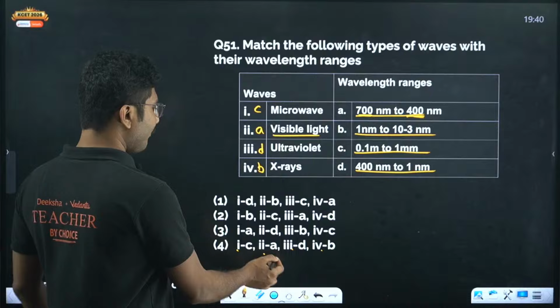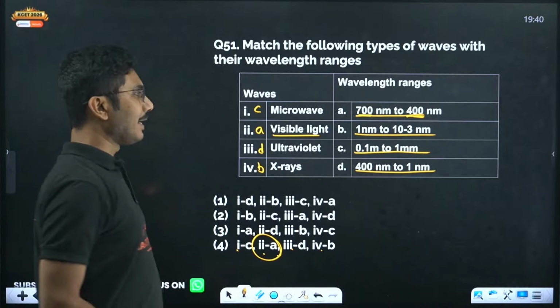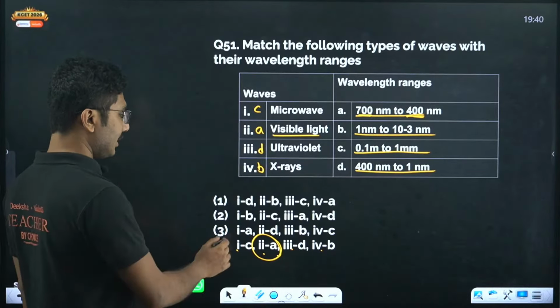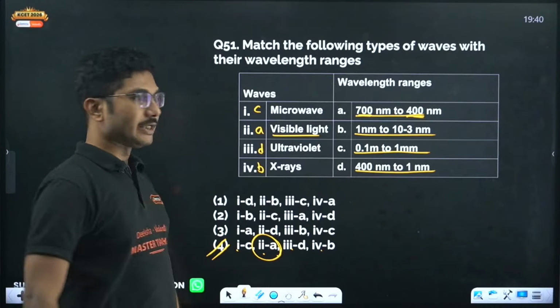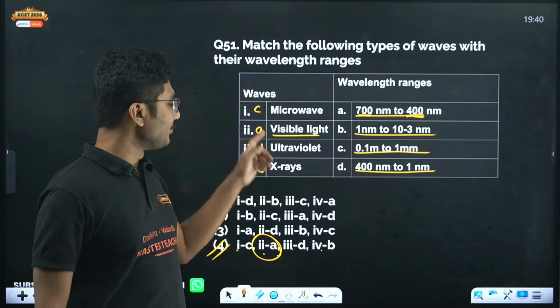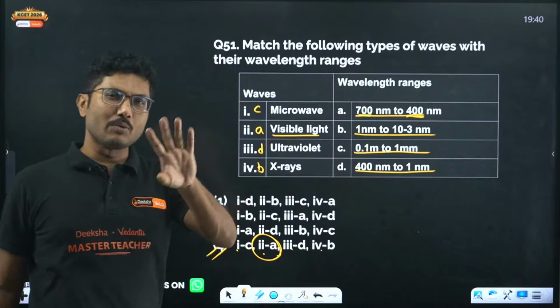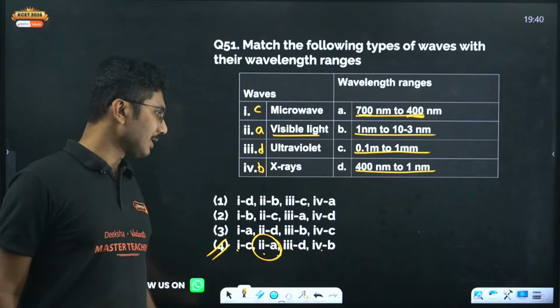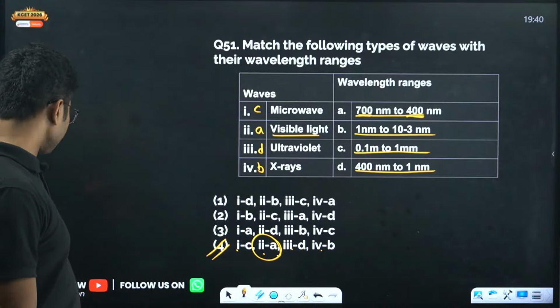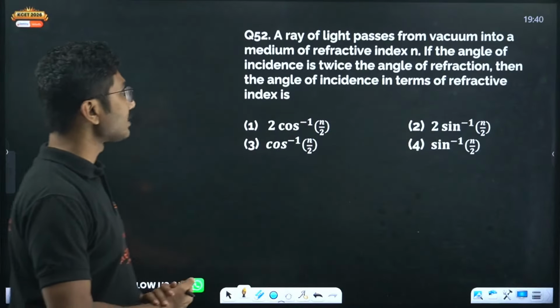So even if you have found the range for visible light, you could have answered it, because this one is unique. 2 matching with A is unique. So if you have figured out any one of them, you could have answered this correctly. Okay. Now next, move on to the next question.